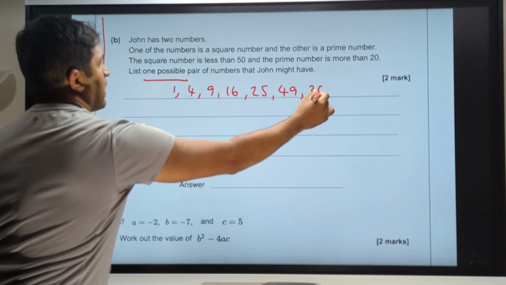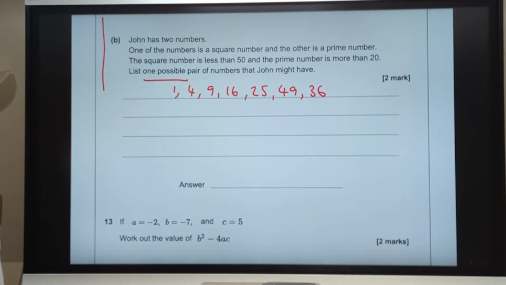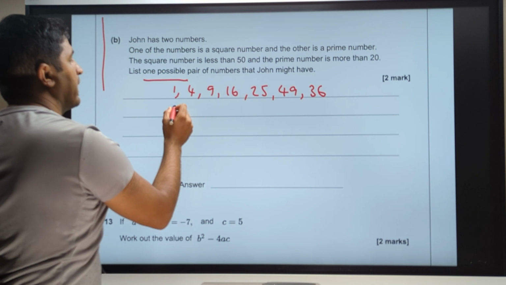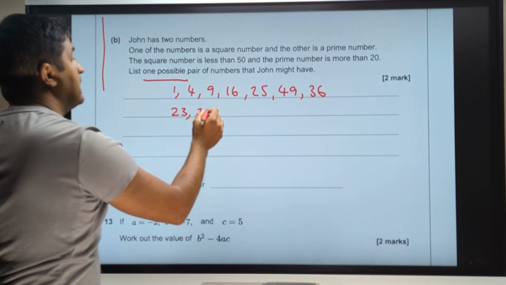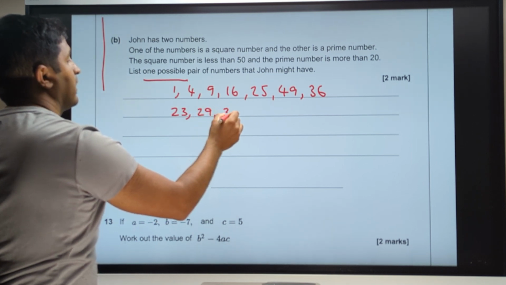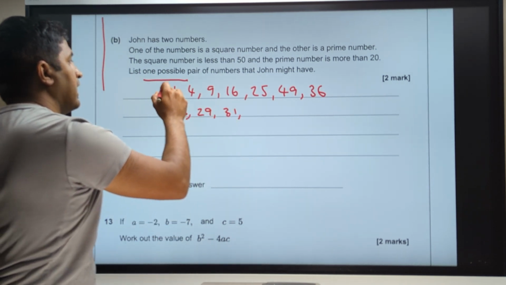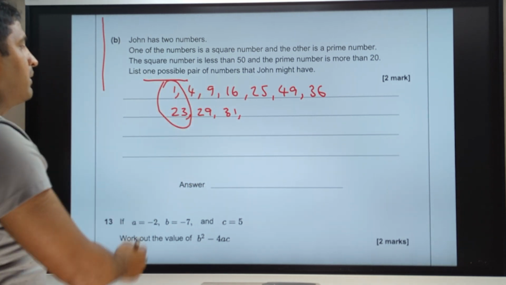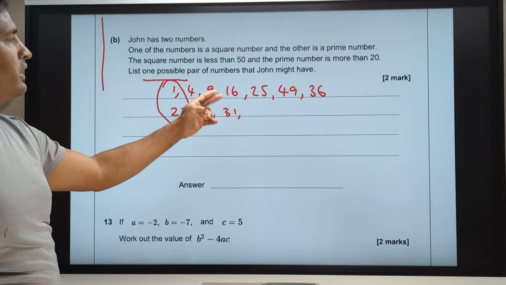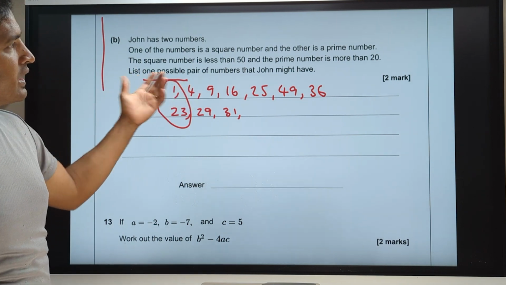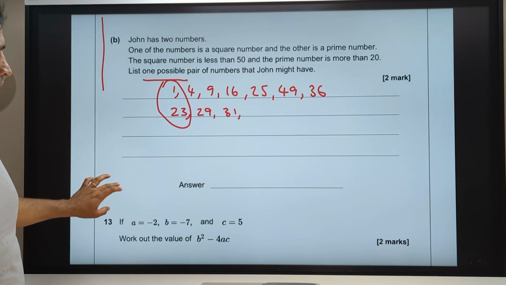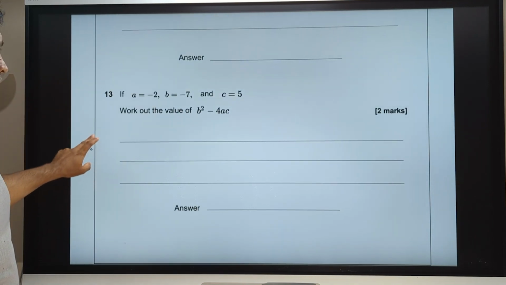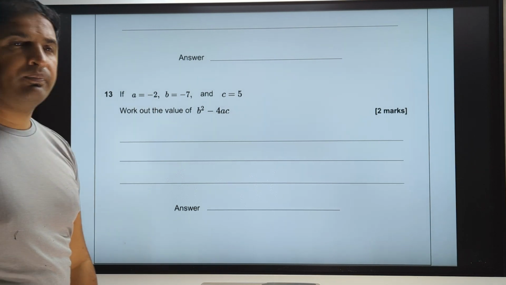Okay, so those could be any one of those numbers. And the prime number is more than 20. So the prime numbers that come after 20 are 23, 29, 31, and so on. So you can just list any one of those pairs, okay, 1 and 23, 4 and 29, 9 and 31, because it doesn't say anything about what they add up to or whatever is happening with those numbers. So slightly vague question there again, okay.